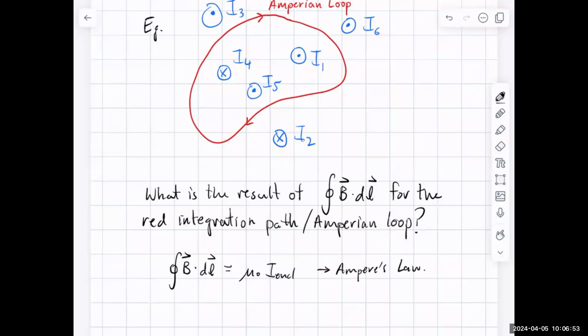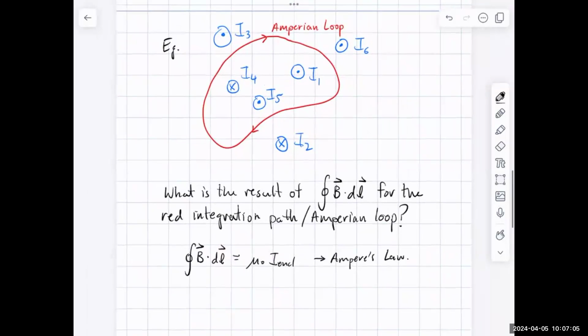I want to take advantage of Ampere's law, and I want to use the right-hand side to see if I can figure out what this integral would have to be equal to. So the first question is, what would I enclosed be equal to? I enclosed is going to be equal to what? Well, do I2, 3, and 6 contribute to our problem? No. So only currents that actually pass through this loop are going to contribute.